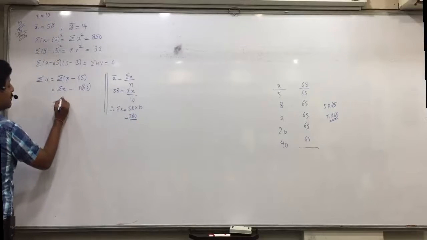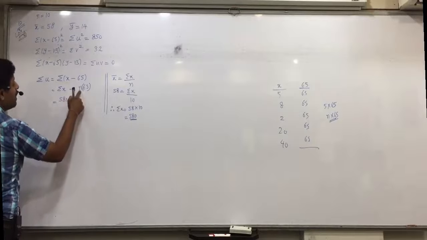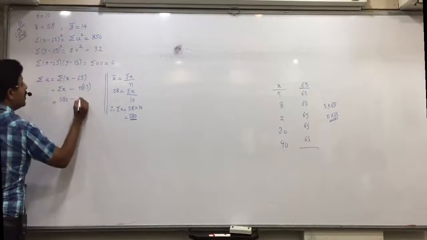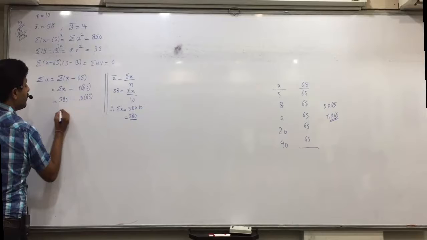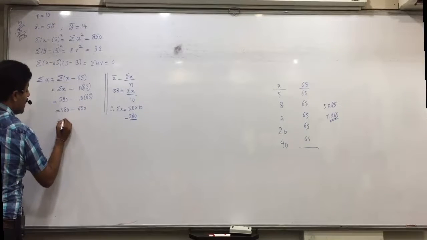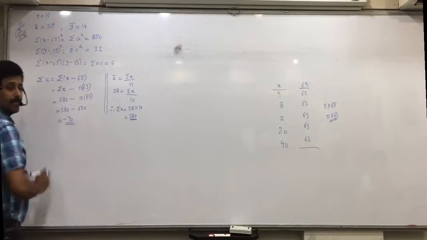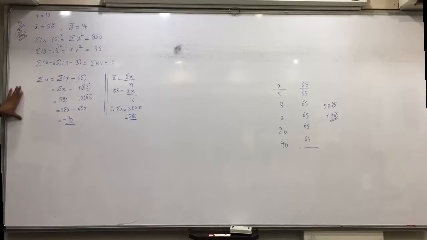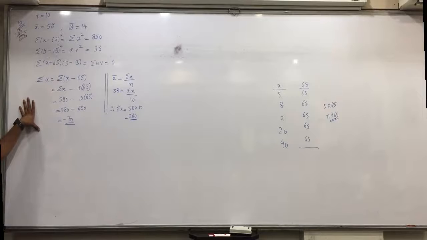Now here can I say sigma x is 580 minus what is n? Into 65. 580 minus 650, minus 70. This is what is important in the question. Finding of sigma u. So will you try with finding of sigma v in the same manner on your own? Then I'll show it on the board. Okay, try sigma v in the same manner, then I'll show it on the board. All of you.